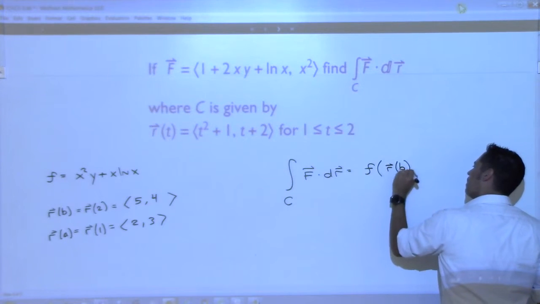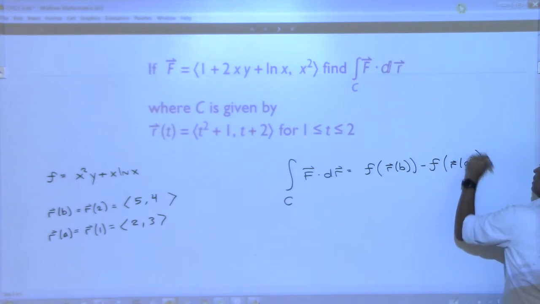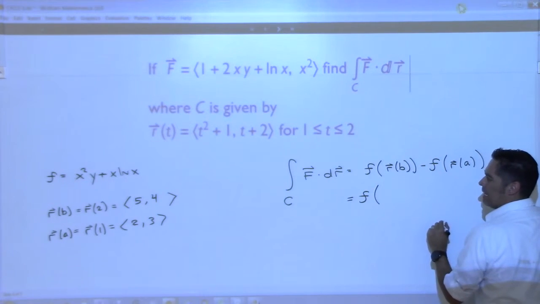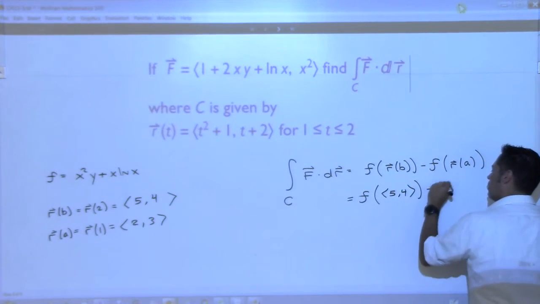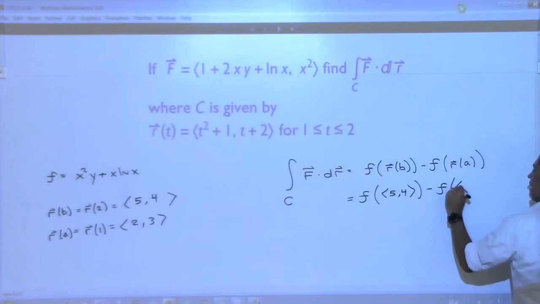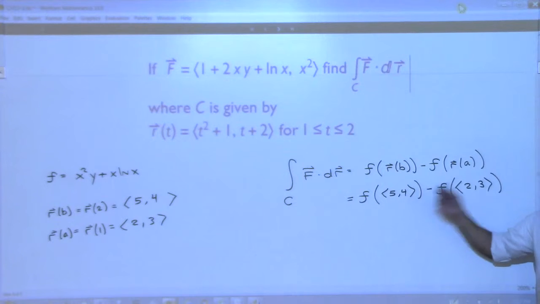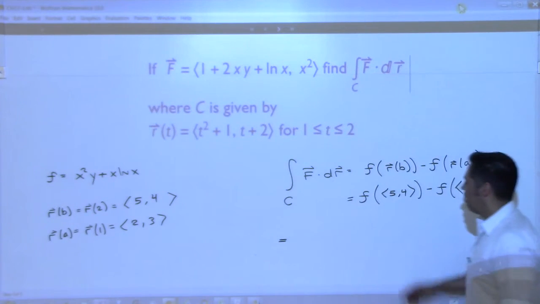B minus my little scalar function evaluated at R of A, which for us is our little scalar function evaluated at B, which is the vector 5, 4, and then minus our little scalar function evaluated at A, which is our little vector 2, 3. And then now you just replace x and y into the little scalar function, and we should be in business. So let's try and do this.